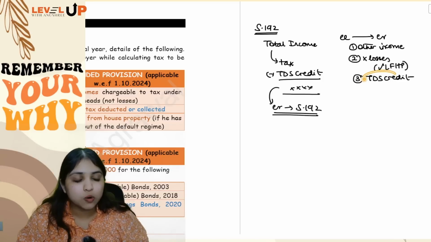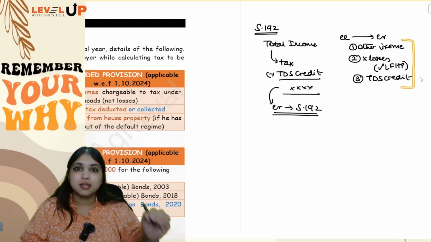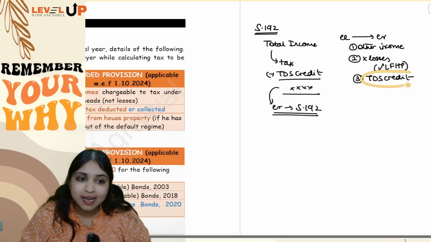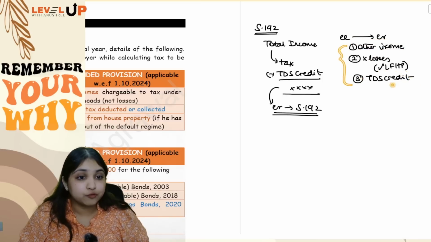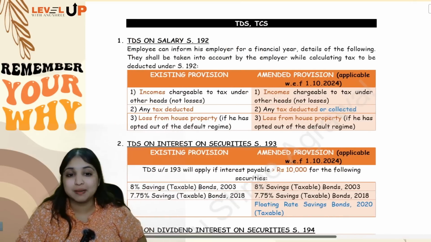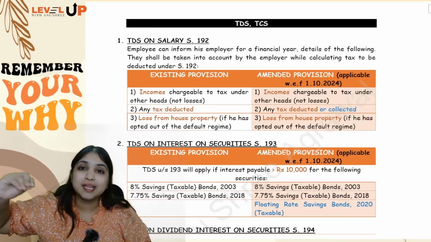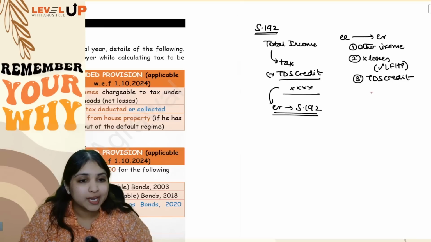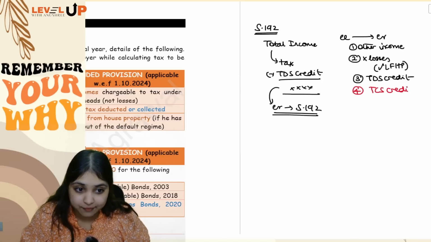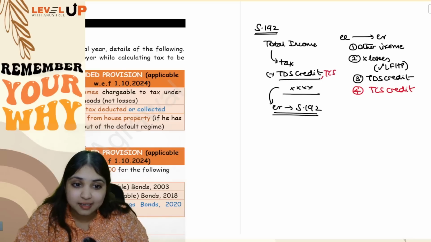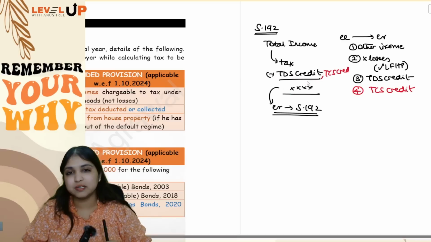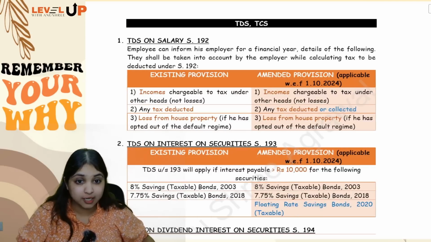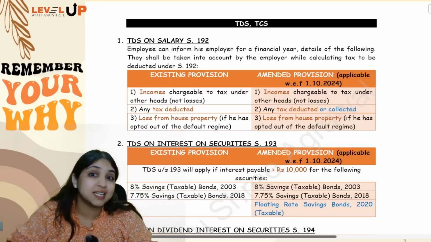So the existing provision spoke only about TDS credit. In the existing provision, the employee can inform the employer what are his other incomes and what is his loss from house property and how much TDS credit he is having. But in the existing provision, TCS credit was not written. That is what the amendment is. The amendment is very simple, that the employee can inform the employer how much TCS credit he is having. So now as per the amended provision, the employer will deduct TDS credit and TCS credit, and whatever is the balance, only this he will deduct under section 192. Simple point guys, TDS credit the employee was anyways informing the employer earlier. Now the employee can inform the employer about his TCS credit also.